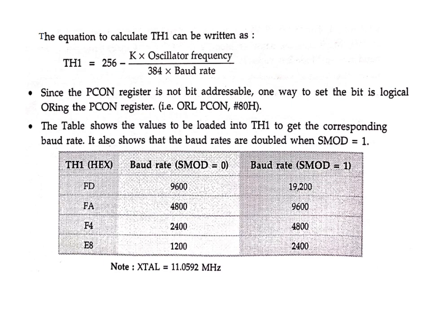Here the TH1 value must be an integer value. So rounding off TH1 to the nearest integer may not produce the desired baud rate. In this case, the user may have to choose another crystal frequency. And one more important thing, since the PCON power control register is not bit addressable, one way to set the bit is by logical ORing the PCON register, that is ORL PCON, comma, hash 80H, the immediate value 80H. The address of PCON is 87H.